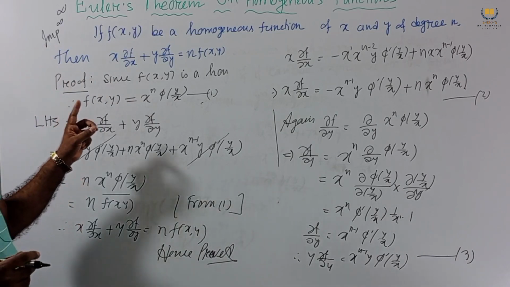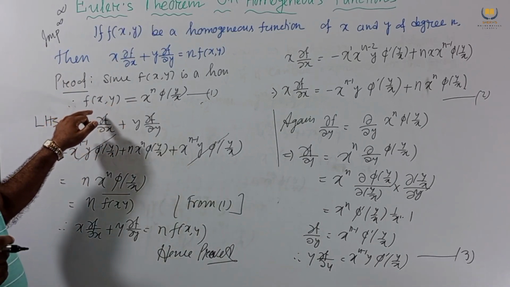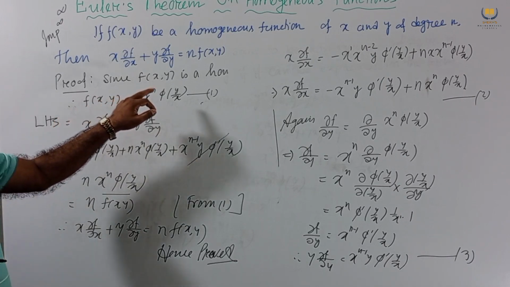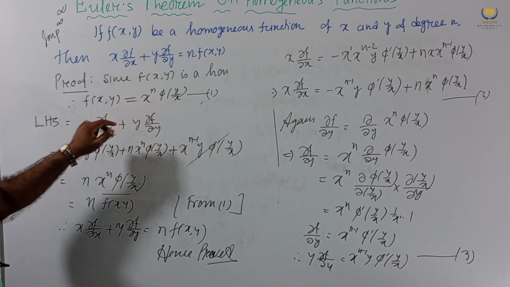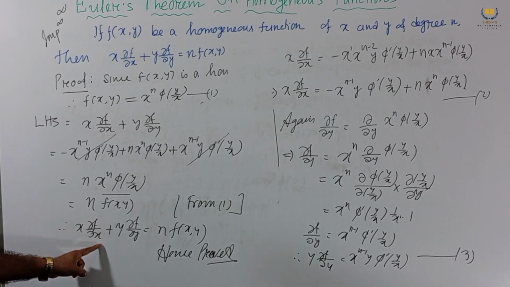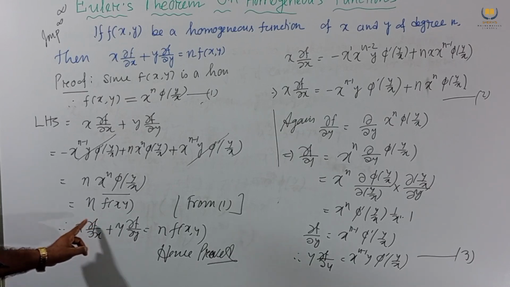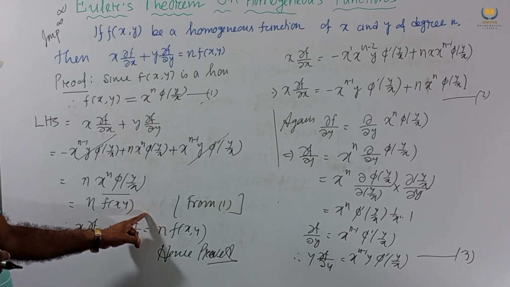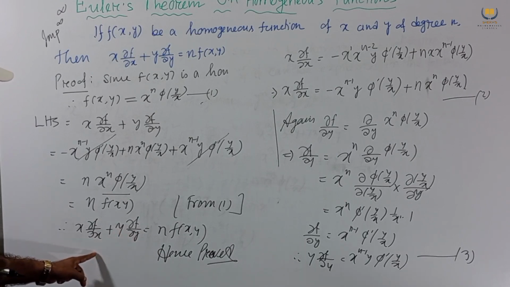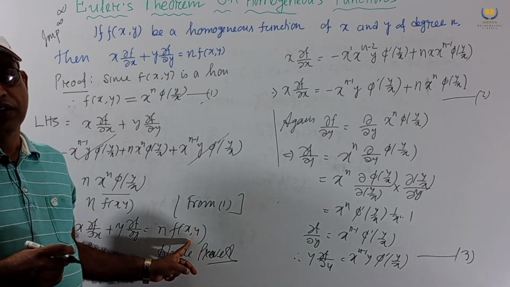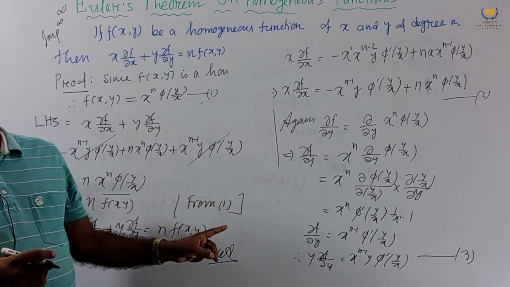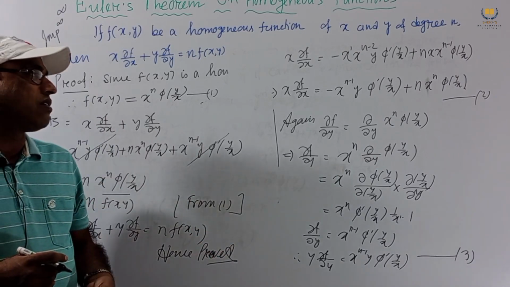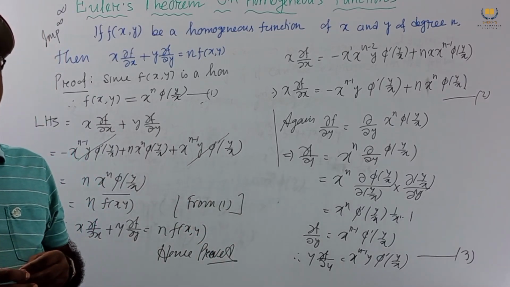So what is the problem? The theorem is that f is a homogeneous function of degree n. Then if we differentiate f partially with respect to x and multiply by x, differentiate partially with respect to y and multiply by y, and add, we get degree into function. Degree is n and into function we get the right hand side. This is Euler's theorem. This is most important for the exam.